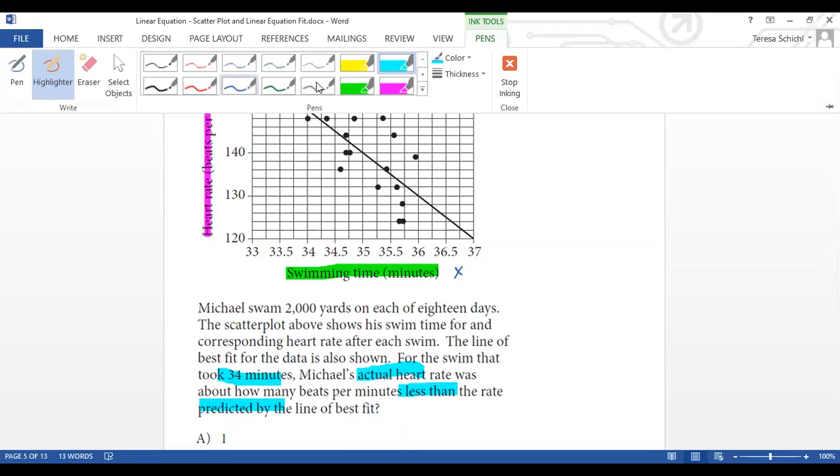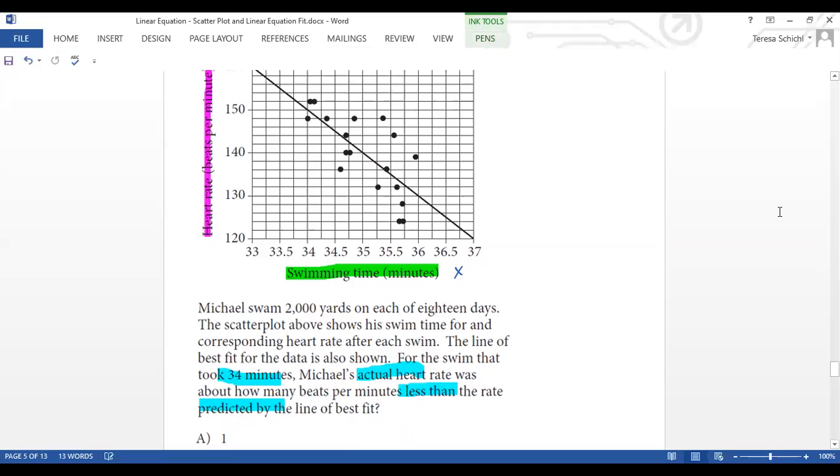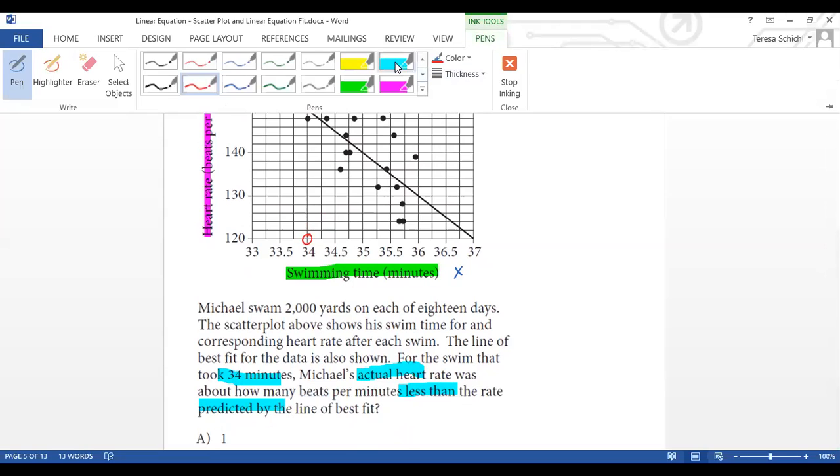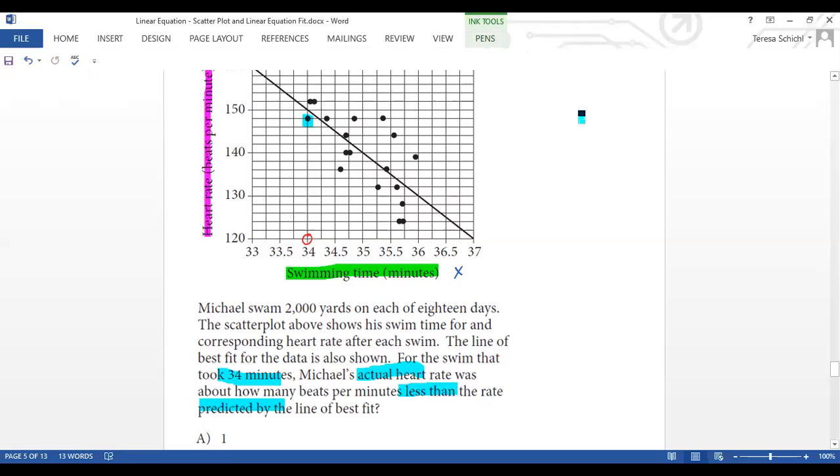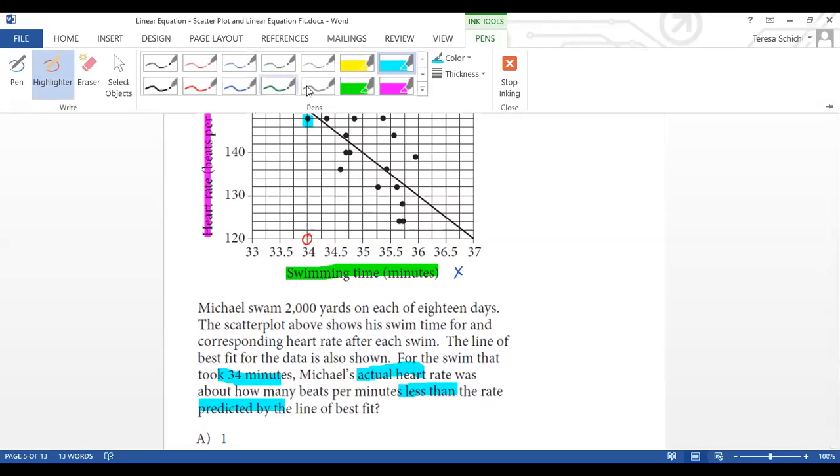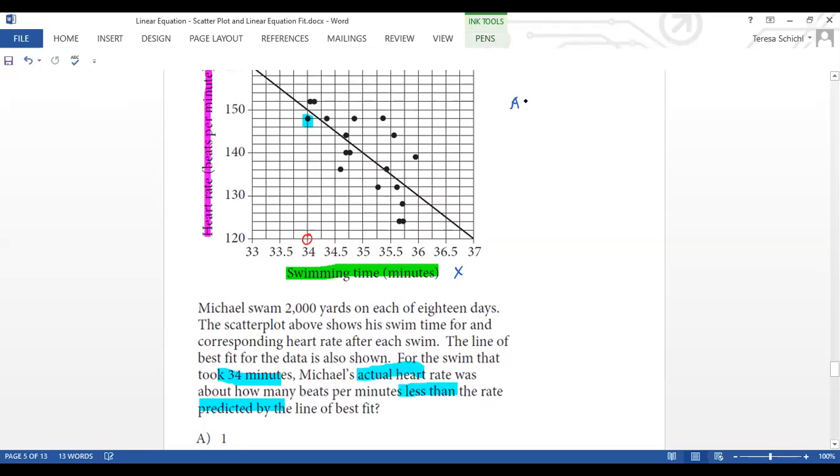So now let's say 34. 34 is here, so now I go up here. What is my actual? Actual is this point here. So actually, this is 140. From 140 to 150 there are 5 intervals, 1, 2, 3, 4, 5, so each one is 2. So this is 148. So actual is 148.